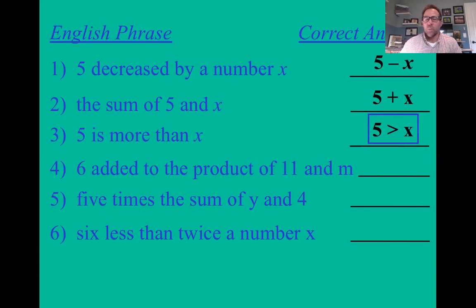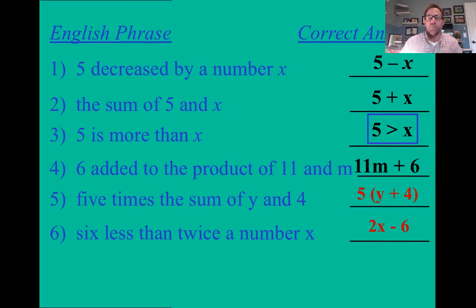Number 4, 6 added to the product of 11 and m. That would look like this, 11m, 11 times m plus 6. Number 5, 5 times the sum of y and 4. The answer would be 5 parentheses y plus 4. And then number 6, 6 less than twice a number x. That would look like this, 2x minus 6. Okay, so you might be thinking, how in the world did you do 4, 5, and 6? You might have gotten 1, 2, and 3. So here we go. Let's get into our lesson.